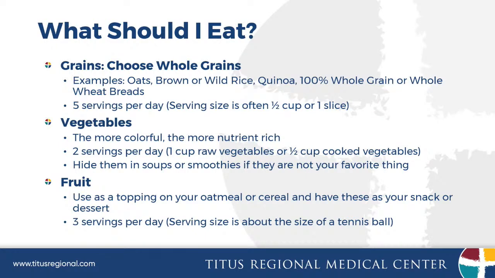Vegetables, ultimately, the more colorful they are, the more nutrient rich. We should have at least 2 servings of vegetables per day. A serving is a cup of raw vegetables or a half cup cooked vegetables. If they're not your favorite food group, hide them in soups or smoothies.